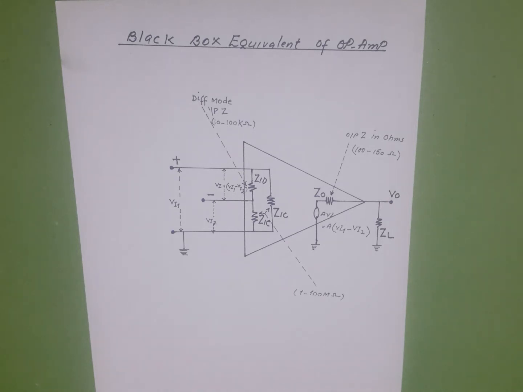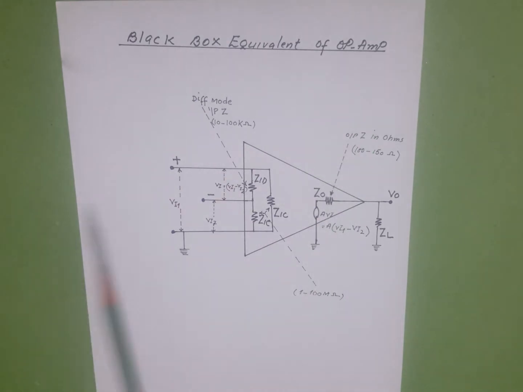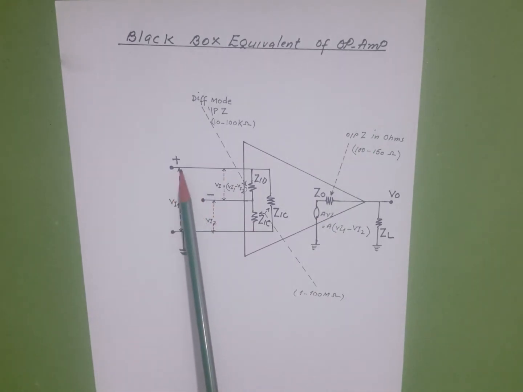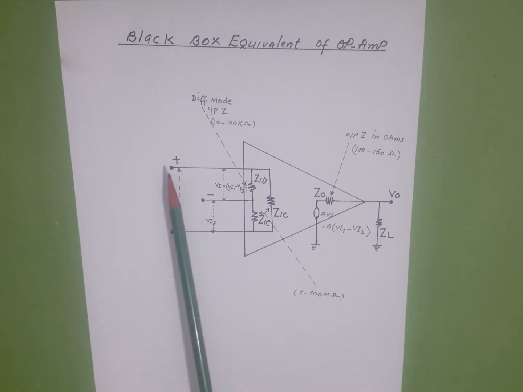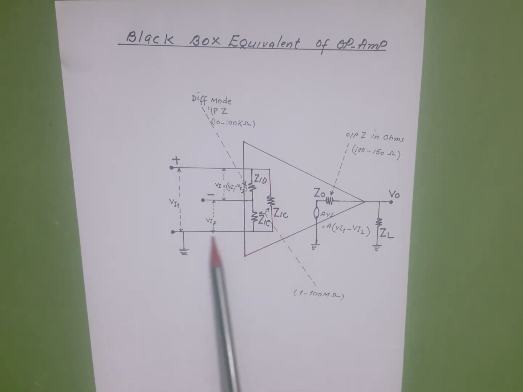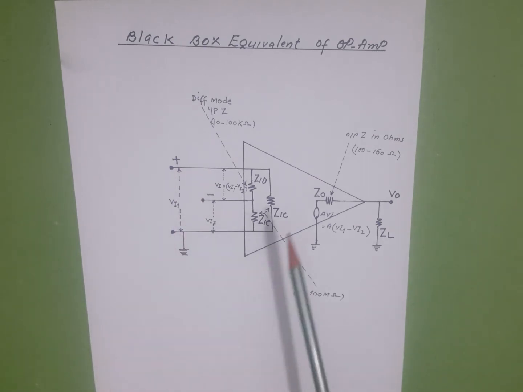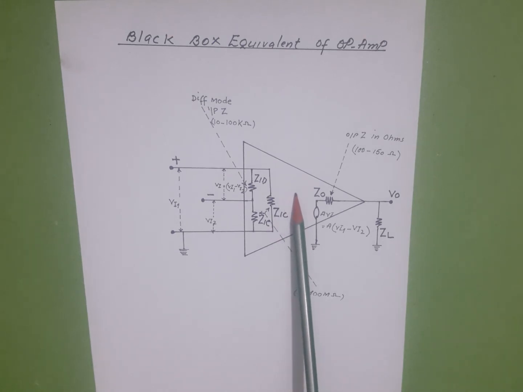Looking at the circuit explanation, we have the black box equivalent of an operational amplifier. V input is applied between the positive terminal and ground, and it is across ZIC, as ZIC is the common mode input impedance. Voltage applied here will be amplified by the gain of the operational amplifier, but the phase will not be inverted.